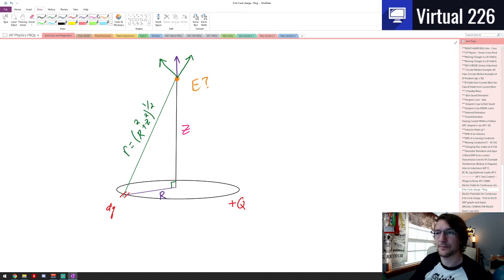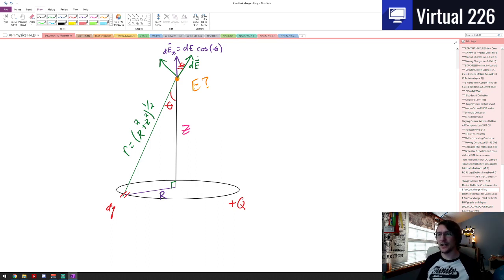We can add them together. If this is some angle theta on the inside here, that's actually equal to this outer angle right here. And if this is some tiny component of the E field, dE, then here in purple we have a tiny component of the E field in the x direction, which we can write as dE multiplied by the cosine of theta. That's a very similar setup to what we saw with the arc of charge, with this dE cosine theta. We're going to see why that's so important in a moment.